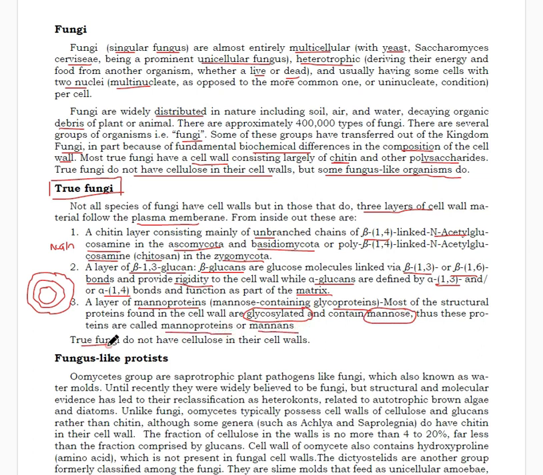So true fungi do not have cellulose in their cell walls. They have N-acetyl glucosamine, which is beta 1,4 linked, as number 1. Another layer is number 2, and the inside is number 3, which is the mannoprotein layer.